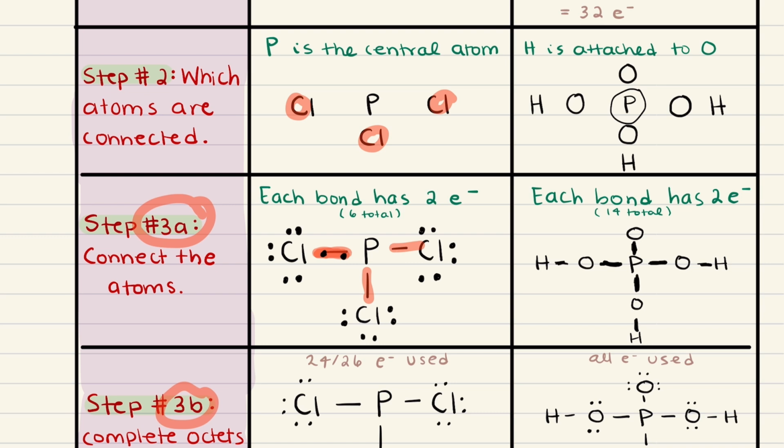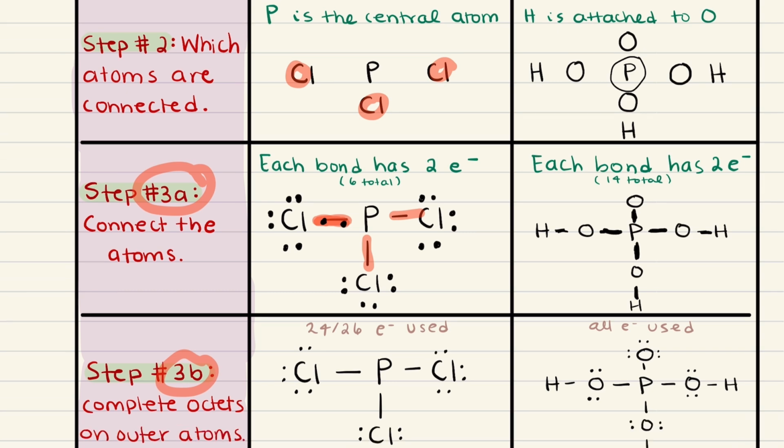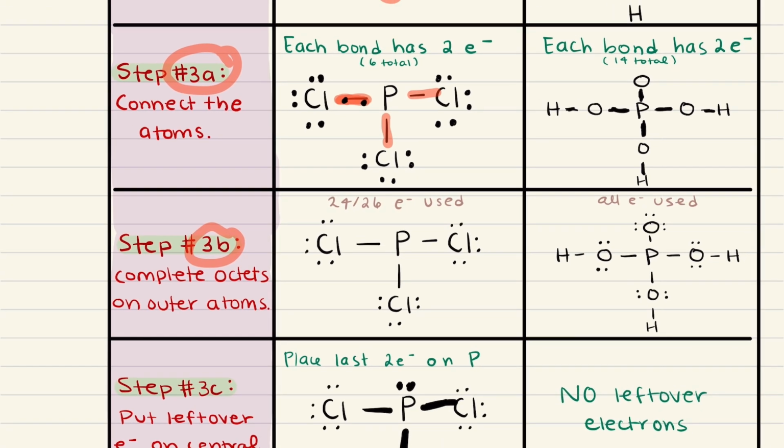Remember, each bond is 2 electrons, and we've drawn a total now of 7 bonds. So we've used up a total of 14 electrons so far out of our 32. Now we can move into step 3b, complete the octets on the outer atoms. Remember, when hydrogen has 2 electrons, that's considered an octet for hydrogen. And hydrogen has this bond to oxygen, so it has its octet satisfied.